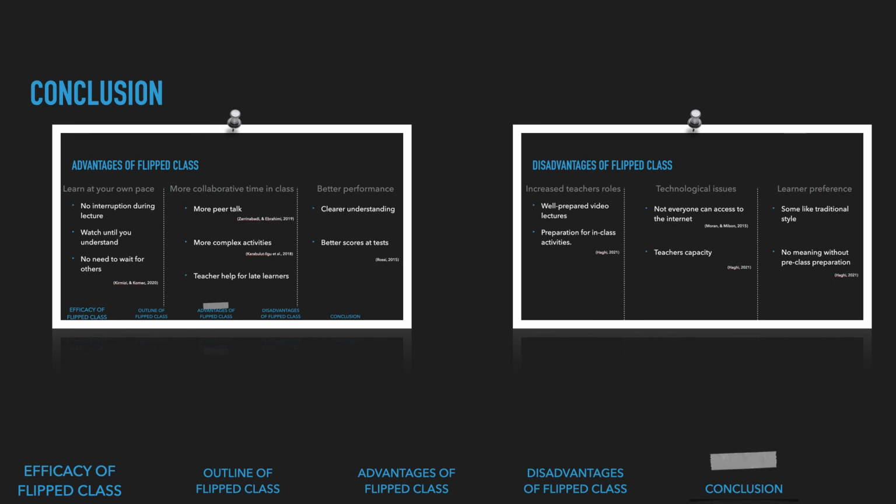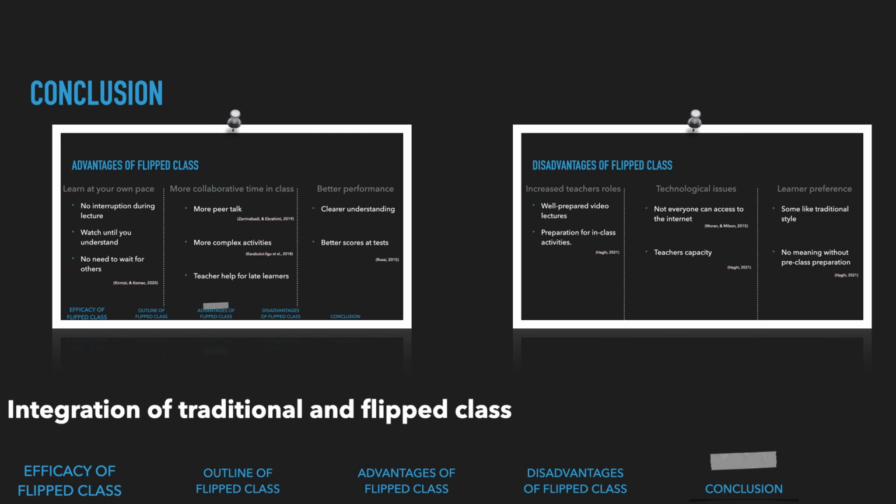So, as a conclusion, instead of a sudden shift to flipped classes, first we can combine this approach with traditional approaches. Then, if students get used to it and show some preference, we can move more toward flipped based classes.